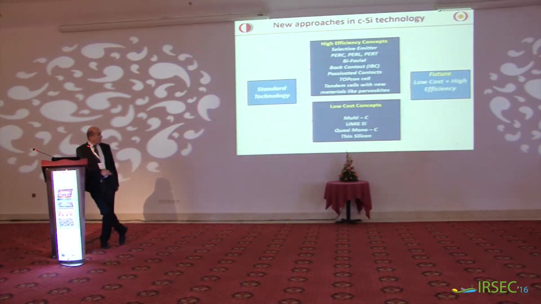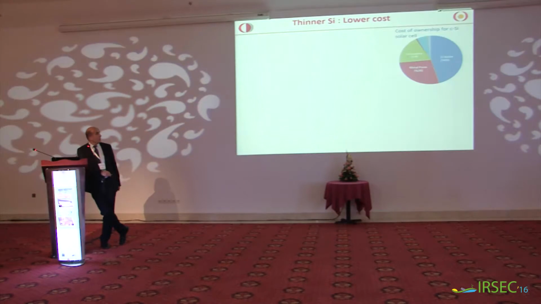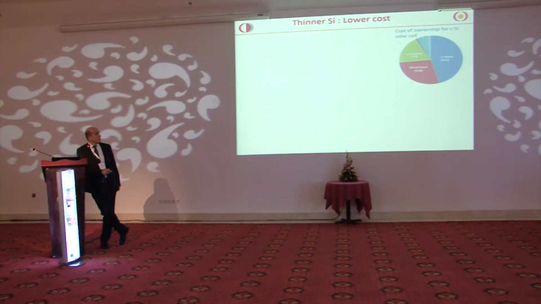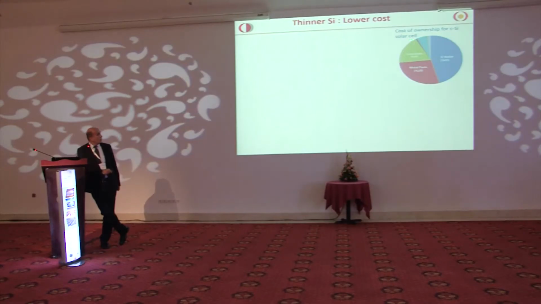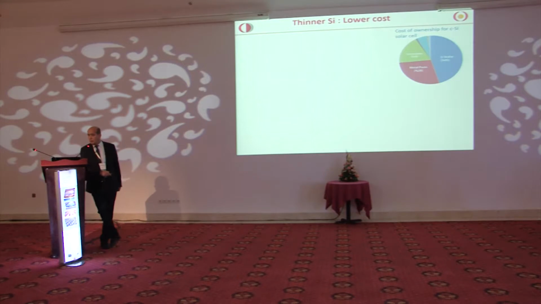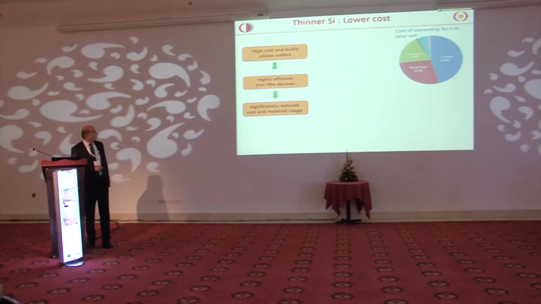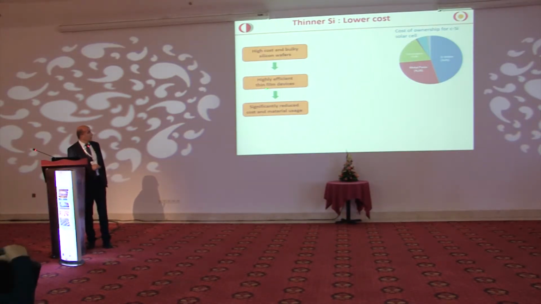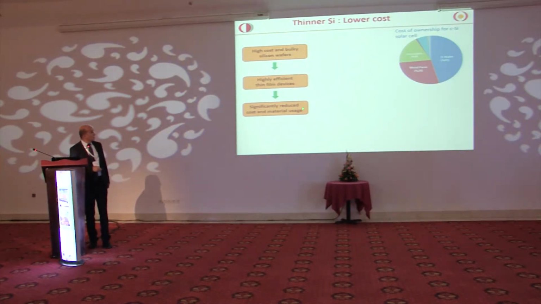I will particularly focus on thin silicon in this talk. Before that, if we look at the cost of ownership for a crystalline silicon solar cell, we see that the wafer cost is the majority of the total cost. Almost half of the cost of the cell comes from the wafer. So instead of using bulky, high-cost silicon wafers, you can try to make them thinner, use thin silicon wafers, and reduce the cost and material usage.